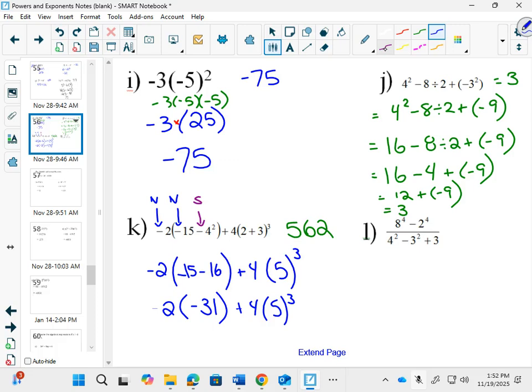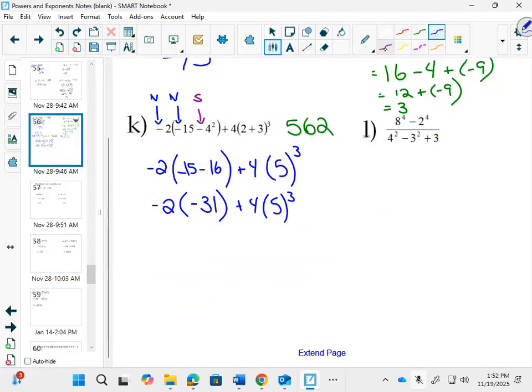Plus 4. Wait, wouldn't it be 31? Maybe multiply. Oh no, we add. We would have to do the exponent, right? So I'll rewrite this. And 5 times 5 times 5 is 125. Okay, we got rid of the exponents.